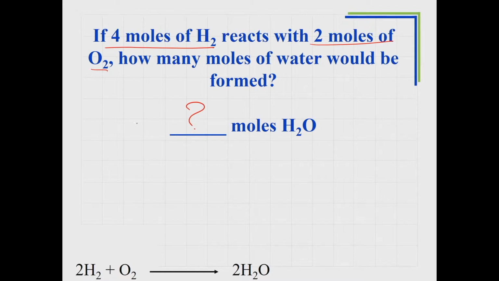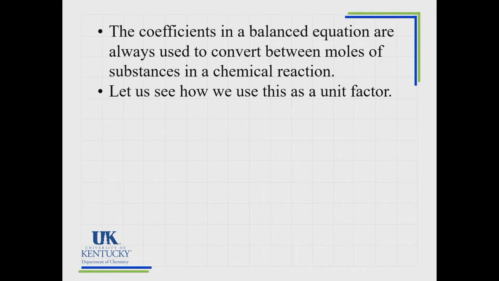Well, hopefully you came up with the answer 4 because you noticed that everything was just doubled. Instead of 2, we had 4. Instead of 1, we had 2. So instead of 2, we have 4. And that would be our answer. But we want to see this as the tool it really is. The tool that it really is, okay, is a new unit factor in which we use the coefficients in our balanced equation to convert from moles of one substance to moles of the other substance. That's really the biggest conversion that we do when a chemical reaction takes place. If we know one substance, then we want to know the other substance. So this is going to be a unit factor.